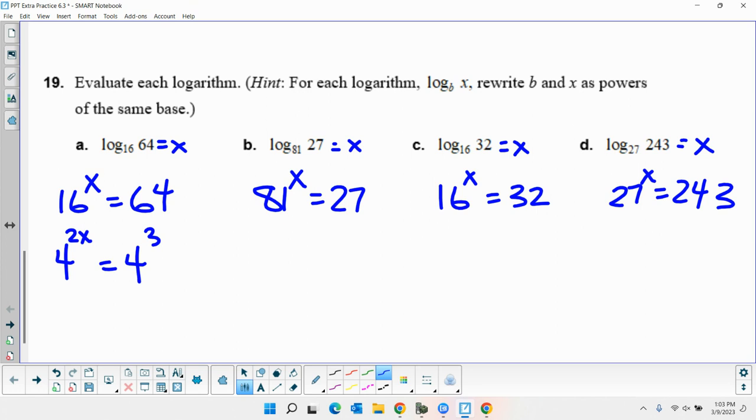So now I have to say what is equal to what? 2x equals 3. And then divide by 2. So it's 3/2.